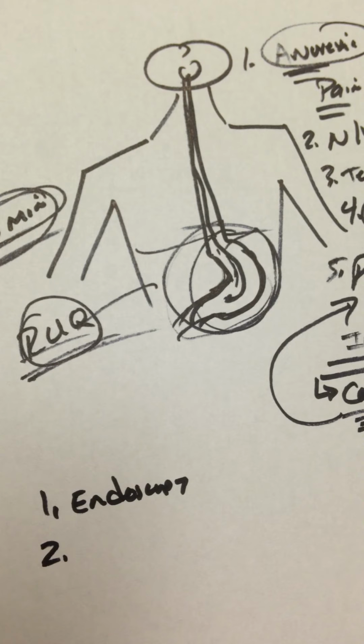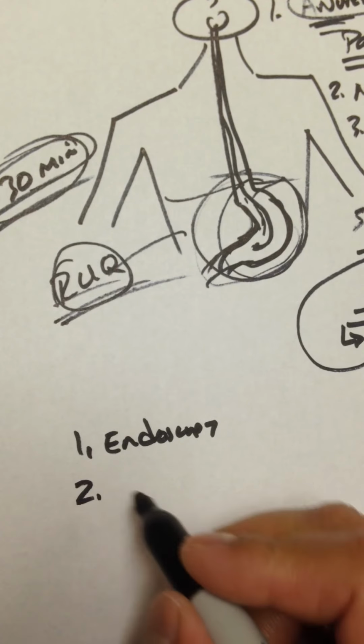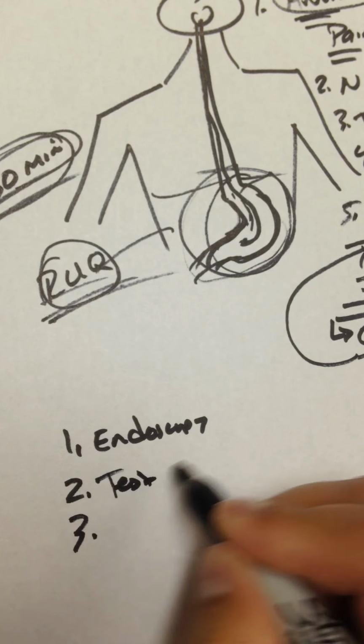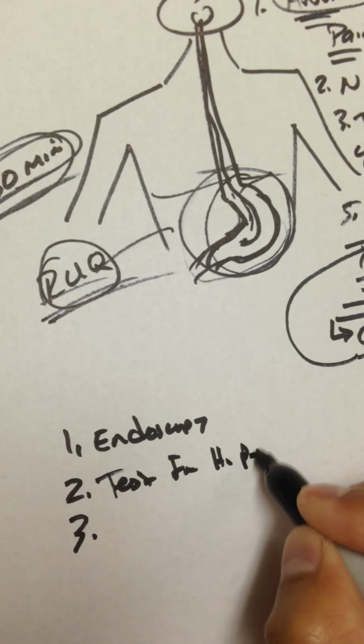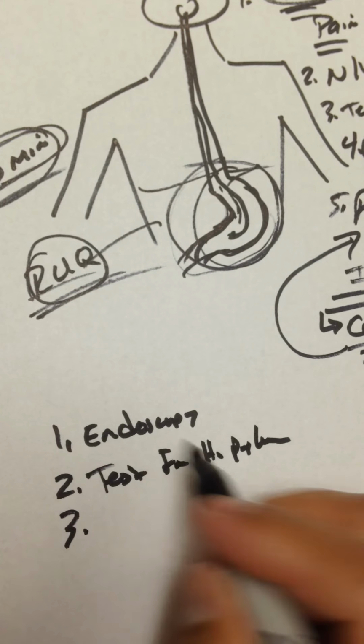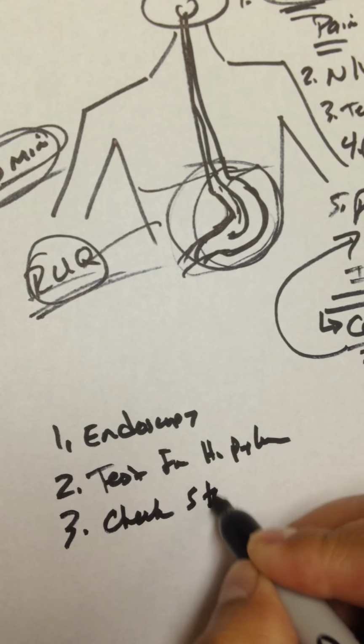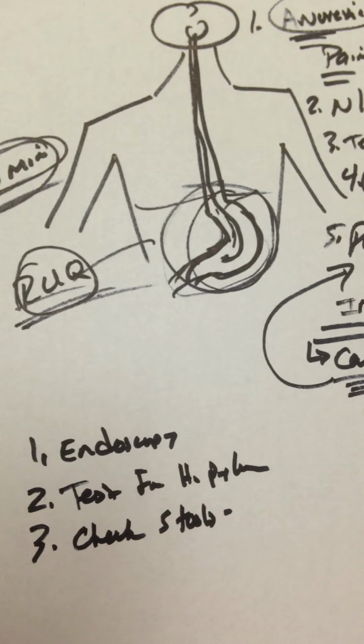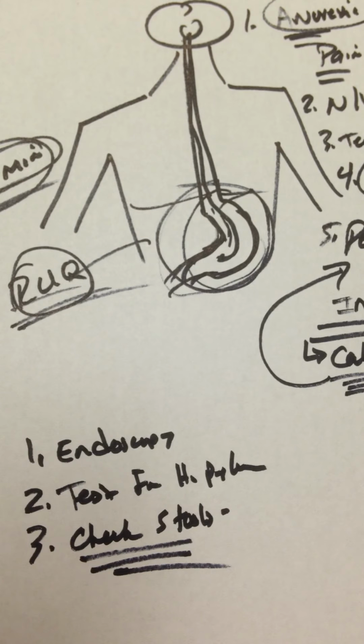Number 2, you will test for H. pylori. You will test to see what is causing the infection, if there is an infection present. Now, when you test for H. pylori, you can either do urine, serum, or stool samples. That's number 2, which is, again, test for H. pylori. Number 3, you will also check the stools for blood, because, again, you want to make sure that you're not missing a potential bleed or an active bleed. Okay, so you will check the stools for blood.